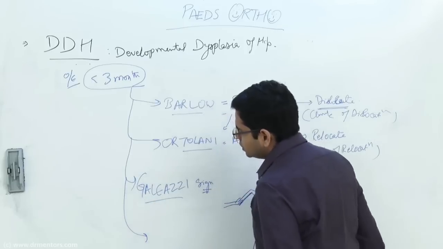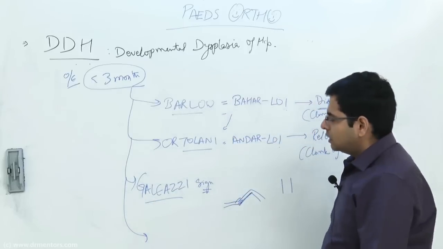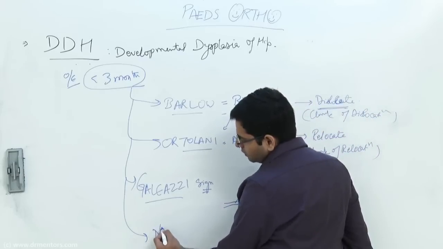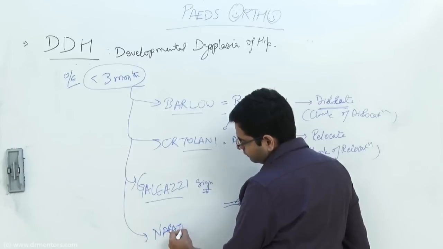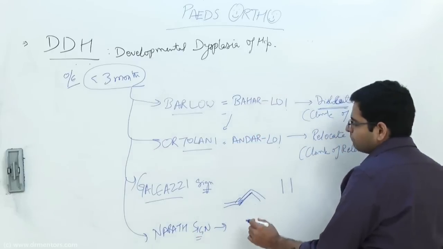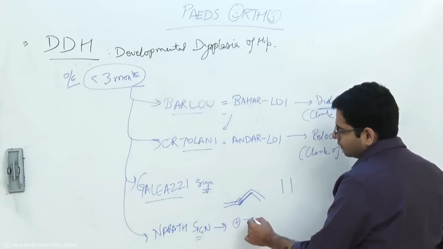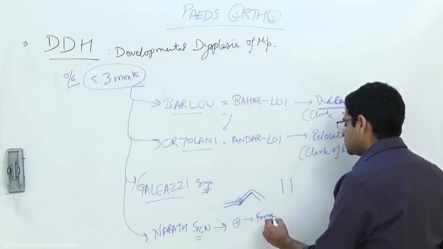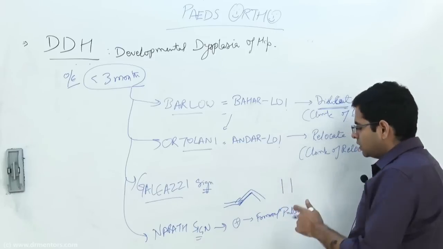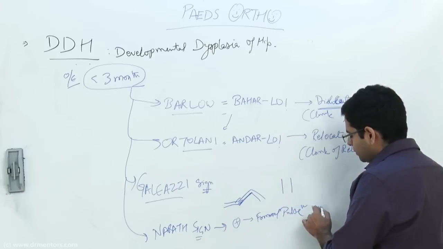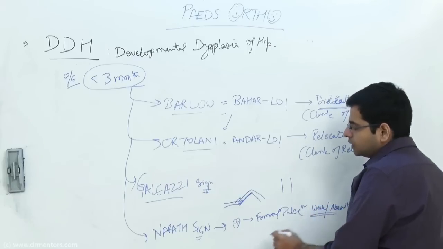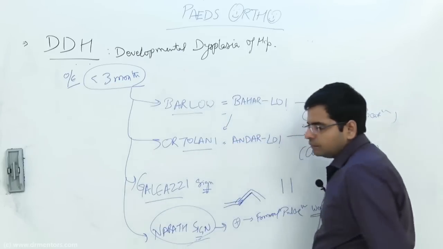Then in DDH, the hip is not there in the acetabulum. So there is Narad's sign. What is Narad's sign? You feel femoral artery pulsation against the femoral head. If femoral artery pulsation is weak or absent, then this is called Narad's sign positive.